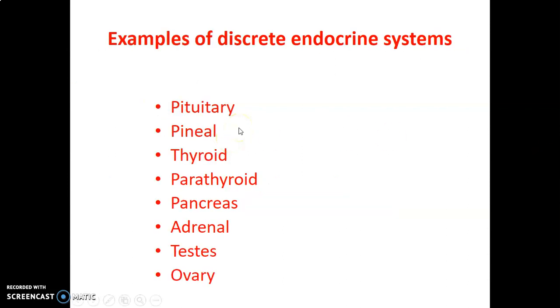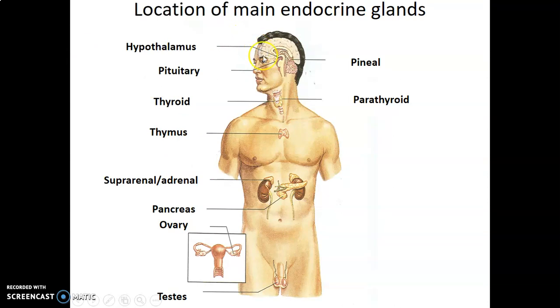So example of discrete endocrine glands, we have the pituitary. In the head, we have pituitary gland, pineal gland. The hypothalamus also plays an endocrine role. Those are the ones in the head. Then in the neck, we have thyroid and parathyroid. In the abdomen, you have the pancreas and the adrenals. Then in the pelvis, you have the ovaries, while the testes are housed in the scrotum. So this just shows you the location.